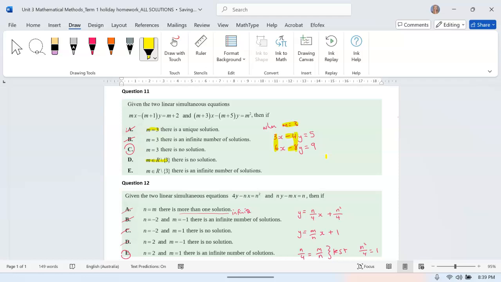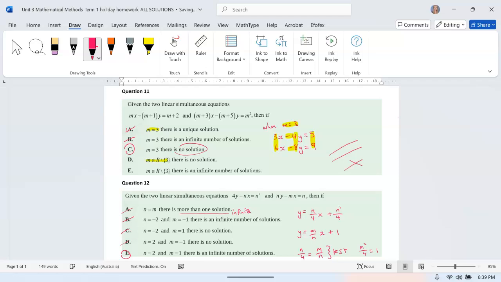If they were the same line, the constants would also be in the same ratio, so that 9 would be 10. But it's not, it's 9. Because they're different, they're parallel lines, they're not the same line. If you've got parallel lines, you've got no solution. They don't cross.